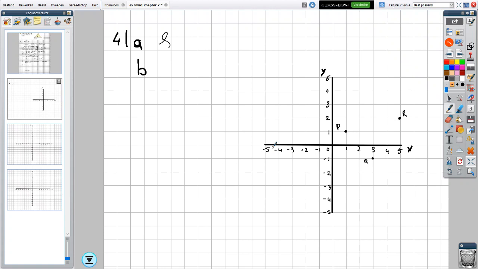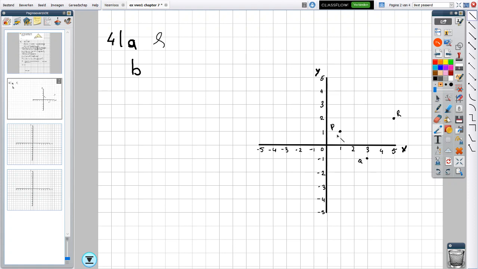Remember, if we name figures like this, we do it in order, anti-clockwise, right? So PQRS means S must be somewhere between P and R. Not literally in between, but it cannot be right here, for example. Then it would be PQRS, and then it goes straight back to P, and then I cross my own figure.